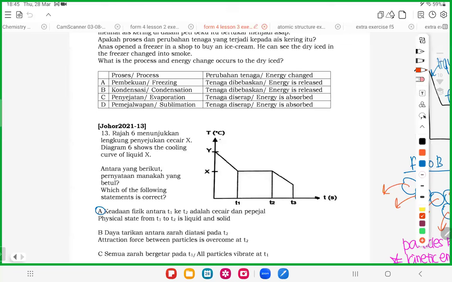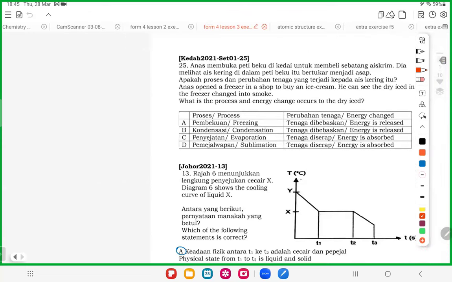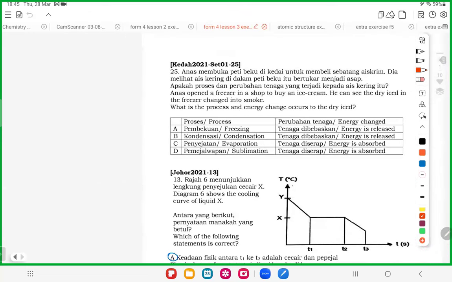After that, we must know a summary. Where is proton? In the nucleus. Where is neutron? In the nucleus. Where is electron? Outside the nucleus. Electron is moving in the shell. You need to know what the charges are for proton, neutron, and electron. You also need to know what the mass is for the proton, neutron, and electron.